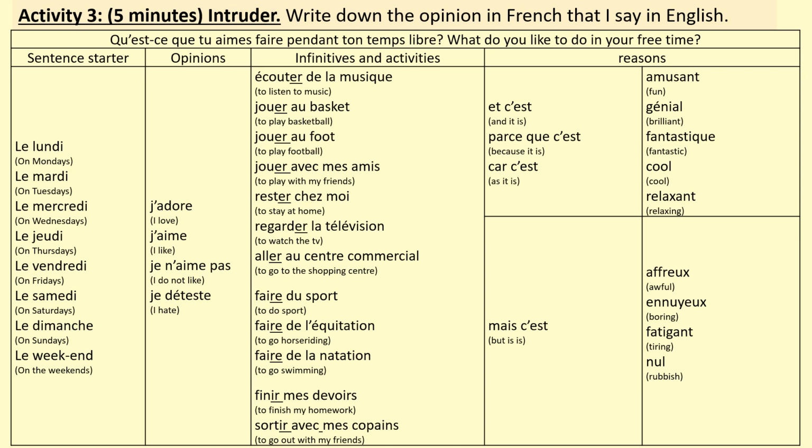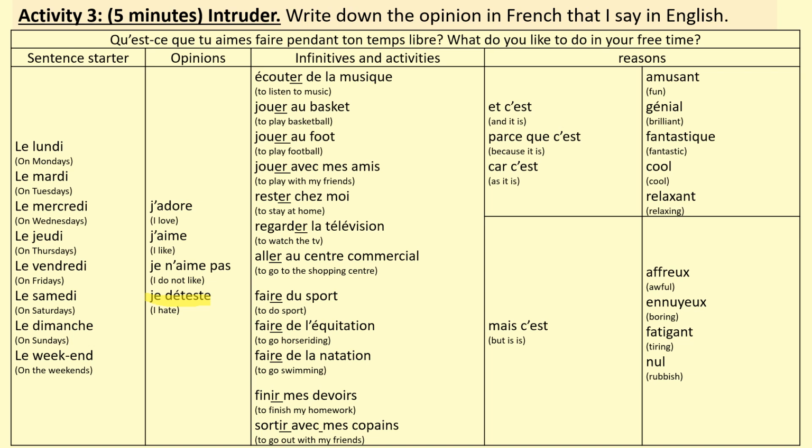So if we do an example together, if I say le vendredi, I hate aller au centre commercial car c'est fatigant. I said I hate, which in French is je déteste. So you need to be writing je déteste in your books. Okay, let's do the next one.